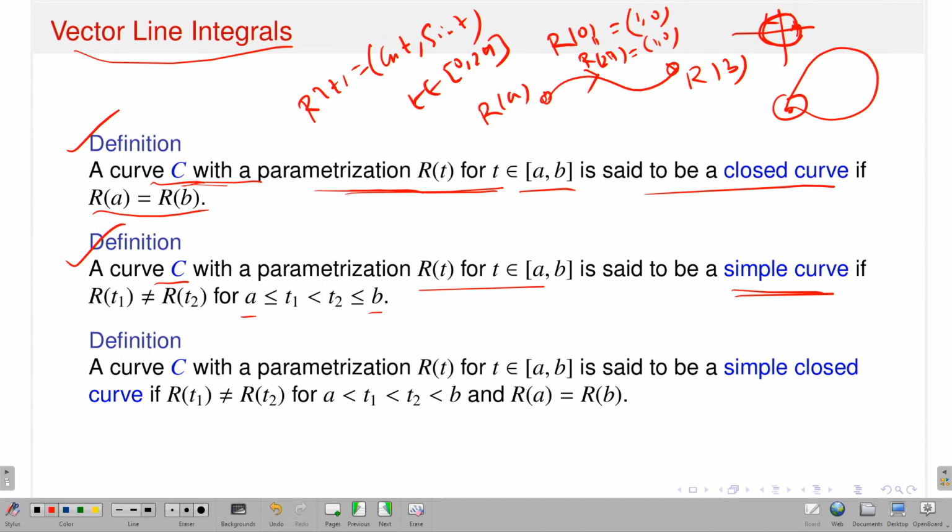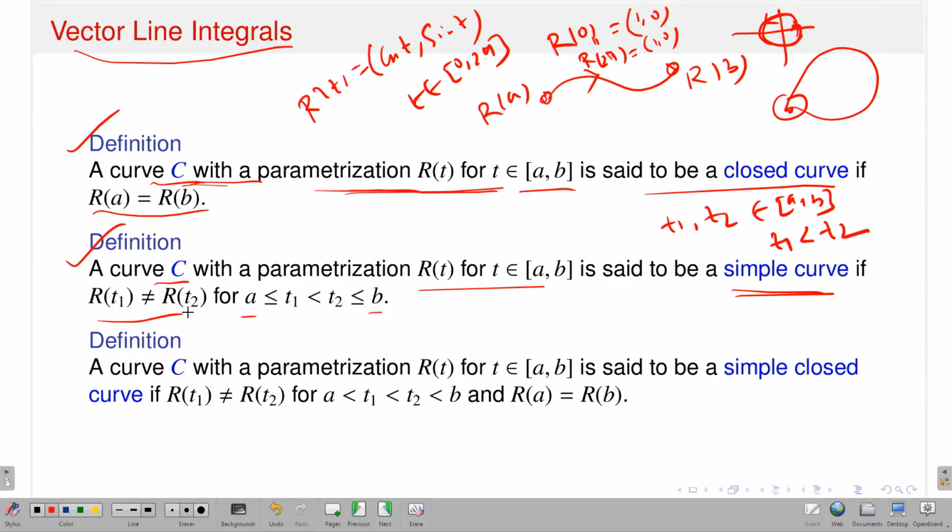That is called a simple curve. So simple curve means R is injective. That means take two points t1, t2 in the closed interval [a, b], and suppose t1 is not equal to t2, then R(t1) should not equal R(t2). So take t1, t2 belonging to [a, b] such that t1 is less than t2, then the corresponding value R(t1) is not equal to R(t2). If this is the case, then I will say that my curve is injective.